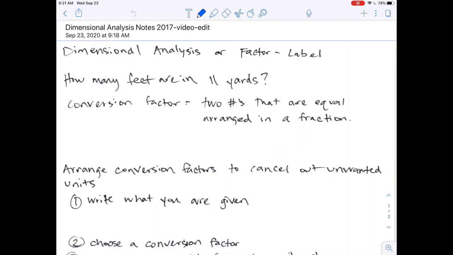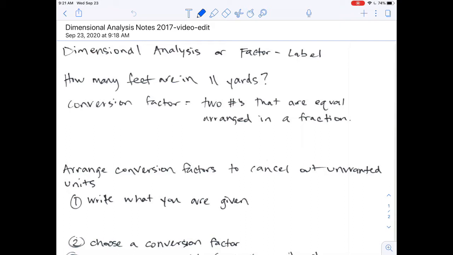So the one we're going to look at as an intro would be how many feet are in 11 yards. Now, if you were thinking about this problem, you probably already know the answer or at least how to solve it, and maybe you're even pulling out your calculator to do that right now. And that's fine, of course. You already have this kind of in your head.